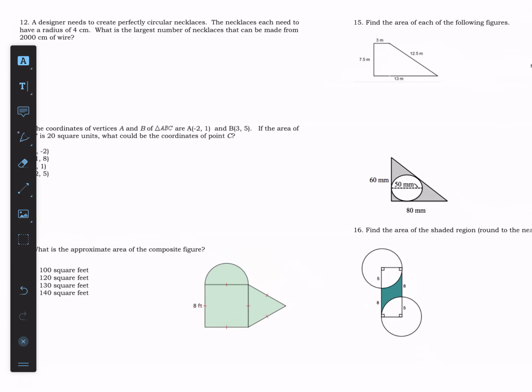Okay, number 12. A designer needs to create perfectly circular necklaces. The necklaces each need to have a radius of 4 centimeters. What is the largest number of necklaces that can be made from 2,000 centimeters of wire?